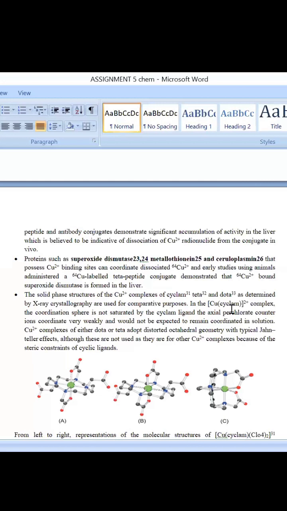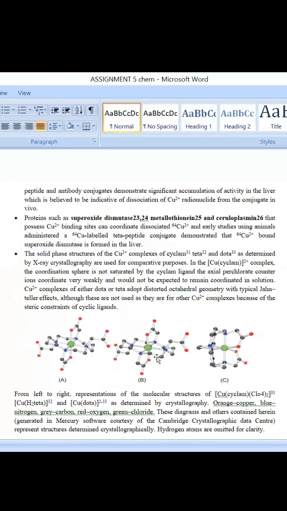In the Cu cyclium positive complex, the coordination sphere is not saturated by the cyclium ligand. The axial perchlorate counter ions coordinate very weakly and would not be expected to remain coordinated in solution. Cu2 positive complexes of either daughter or theta adopt distorted octahedral geometry with typical Jahn-Teller effect, although these are not used as they are for other Cu2 positive complexes because of the strict constraints of cyclic reagents.